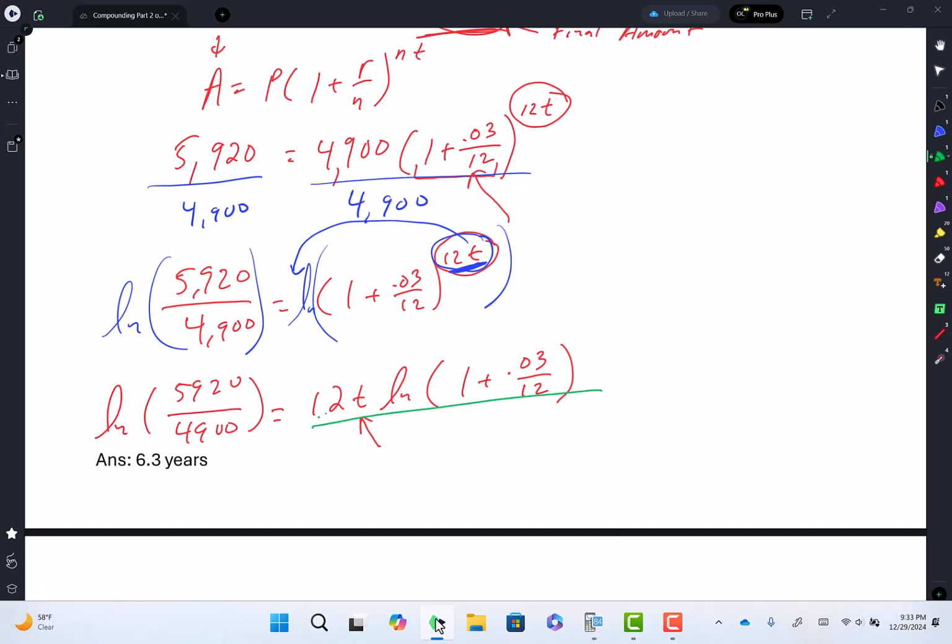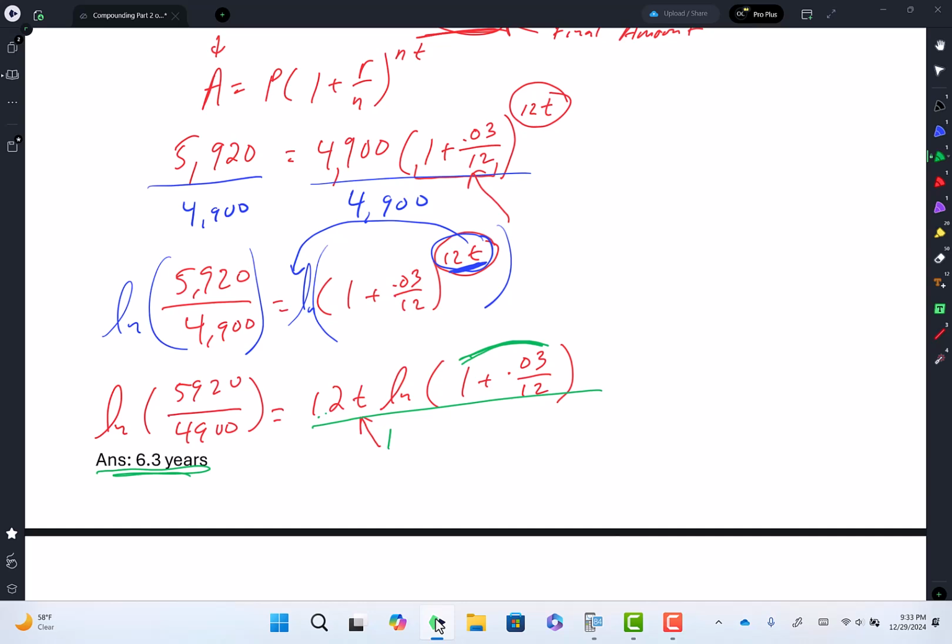Now, the 1 plus 0.03 over 12, this is the argument of the logarithm, guys. So that stays together. If you wanted to make that a single number, that's fine. When I say a single number, I mean add this in the calculator and put that expression in there. But I'm not going to do that. I don't know that the answer is this. We'll see if we get that right now.